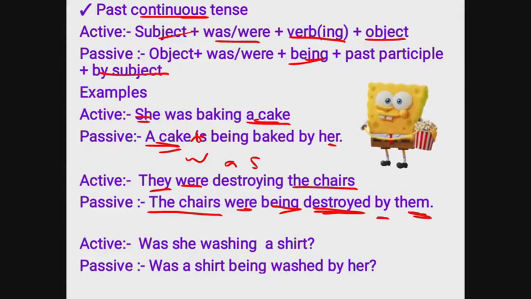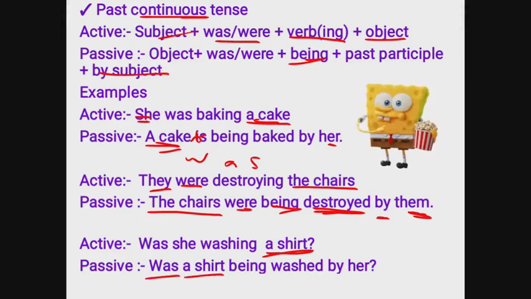Was she washing a shirt? And this is a question from the active side. So how do we change this to a passive voice? Now take note, it's starting with an auxiliary verb, so we will maintain the auxiliary verb there. A shirt is the object, isn't it? So instead of she, we put a shirt. So the she will be replaced with a shirt, which is the X form.